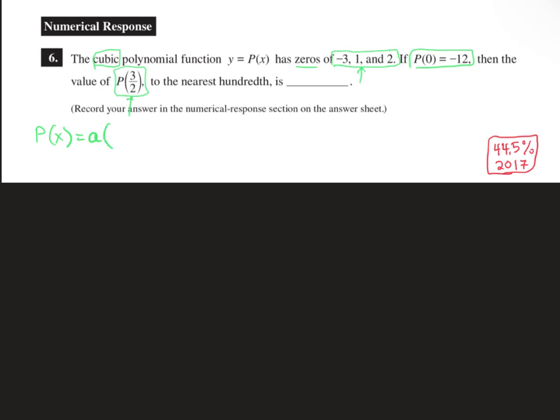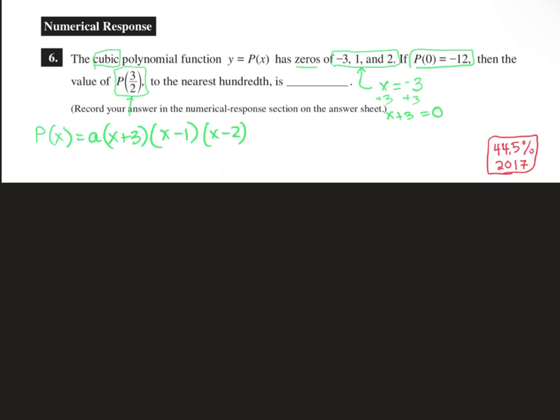So now we turn these zeros back into factors. To do that, you basically start with, say, x equals -3, and to turn it back into a factor, add 3 to both sides, and you get x plus 3 equals 0. So that's the first factor, and then 1 would be x minus 1, and 2 would be x minus 2.